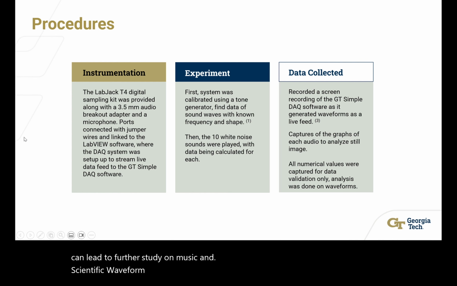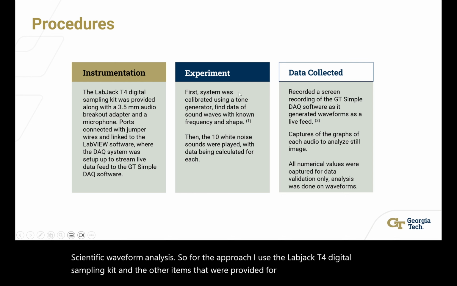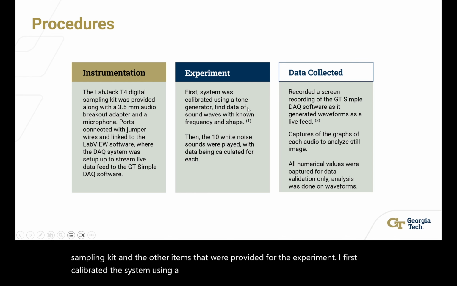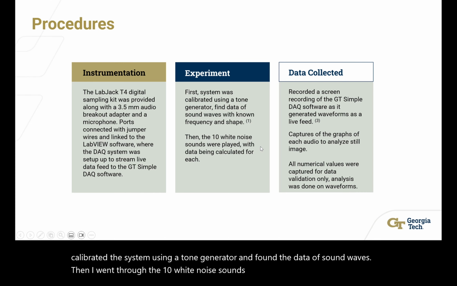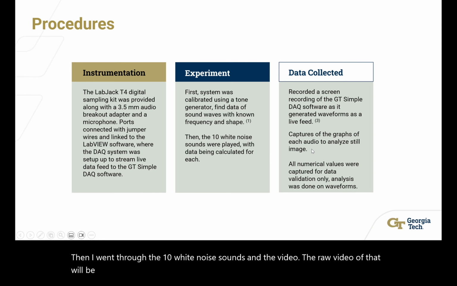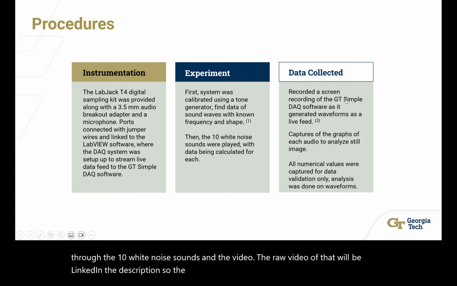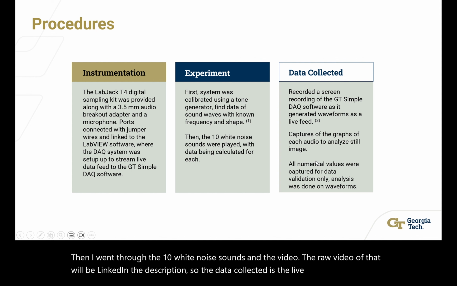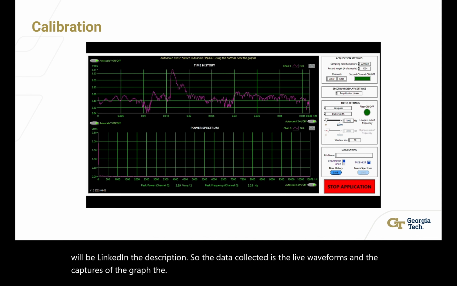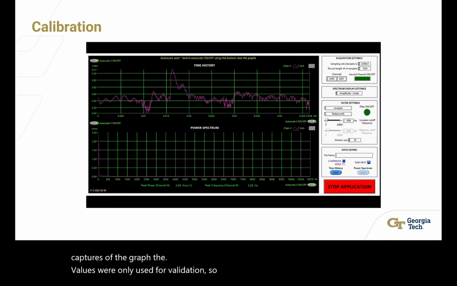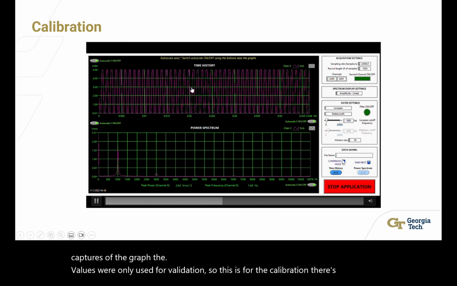So for the approach, I used the LabJack T4 digital sampling kit and the other items that were provided. For the experiment, I first calibrated the system using a tone generator and found the data of sound waves. Then I went through the 10 white noise sounds, and the raw video of that will be linked in the description. So the data collected is the live waveforms and the captures of the graph. The numerical values were only used for validation. So this is for the calibration, a short video of the sine waves.